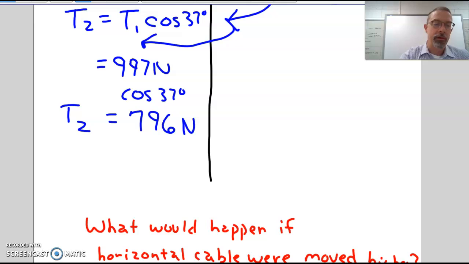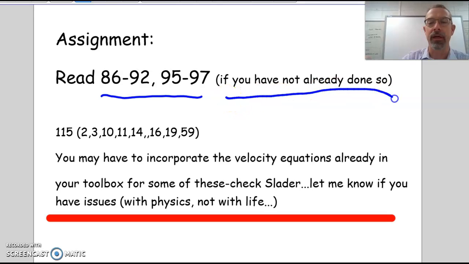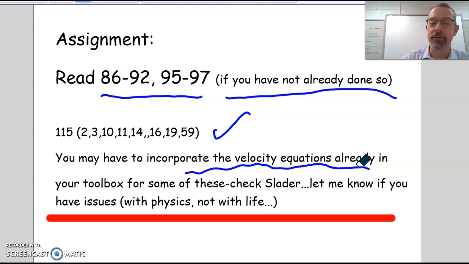I feel bad because I could solve these problems all day long for you, but it's probably better to throw you into the mix and have you try to tackle them and see where you run your ship aground. If you have not already done so, read these pages. They will help you. You can see some demonstration problems, but only if you haven't done so. And then these are some problems that are going to be involved. They're probably a little bit more involved than what I showed you, but I think you can tackle them. You may have to incorporate earlier velocity equations that are in your toolbox for some of these.